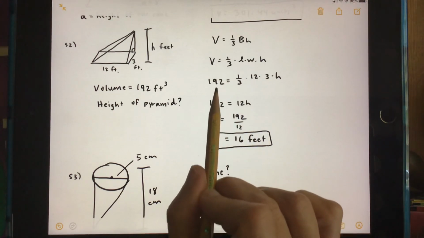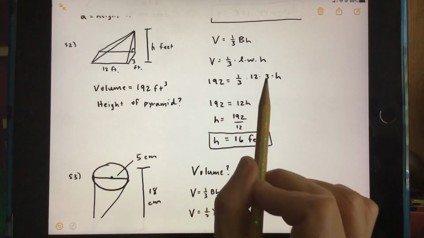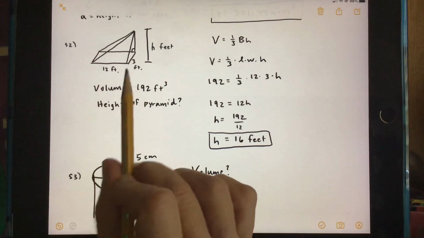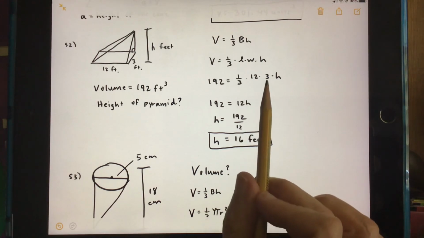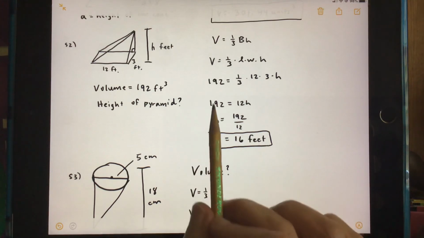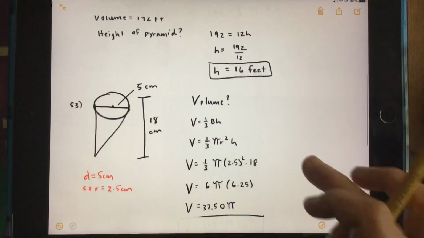The volume that we're given is 192. That's equal to 1/3 times the length is 12, and the width is 3, and that's the length and width of the base that is a rectangle on the bottom of the pyramid. And then h is what we're trying to figure out, so we'll leave that a variable. Next step, I'm going to notice that the 1/3 and 3 completely cancel out, so I'm left with 192 is equal to 12h, and then dividing both sides by 12 will give me the height of that rectangular pyramid is 16 feet.